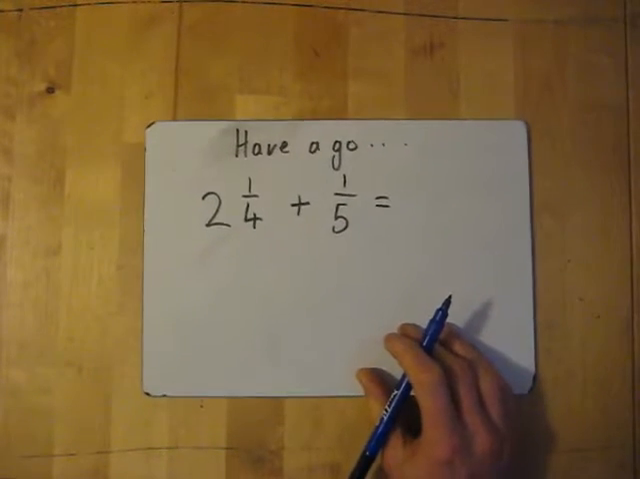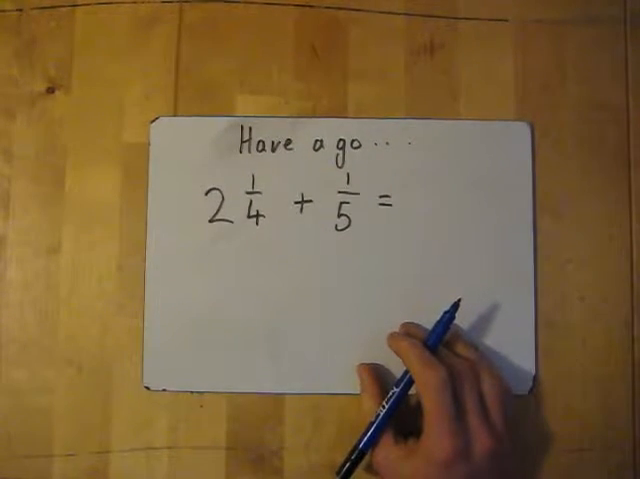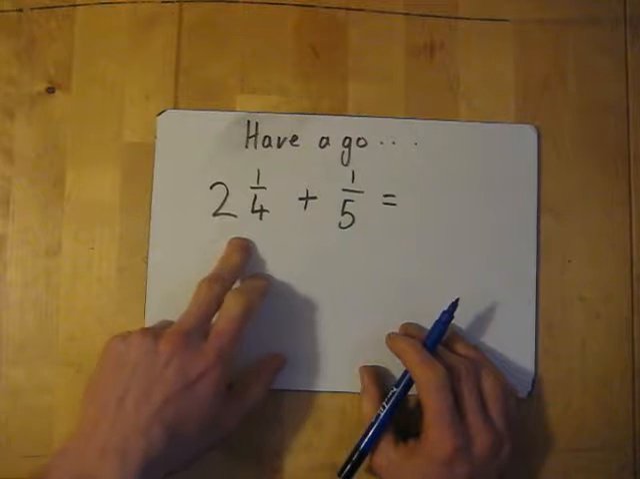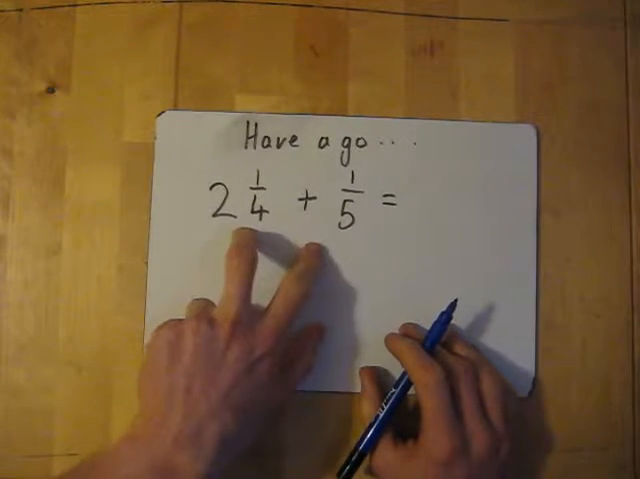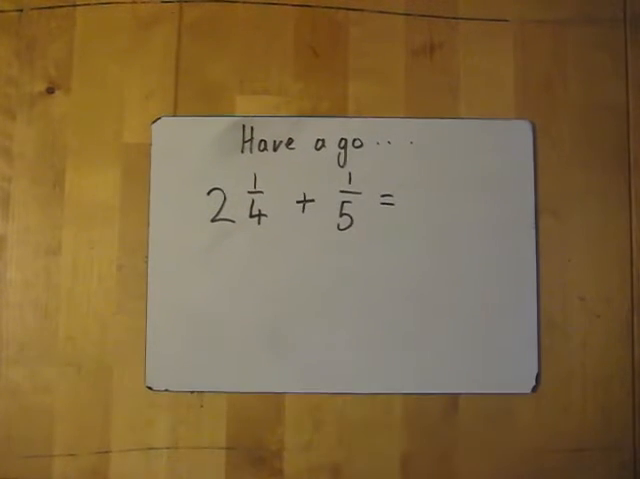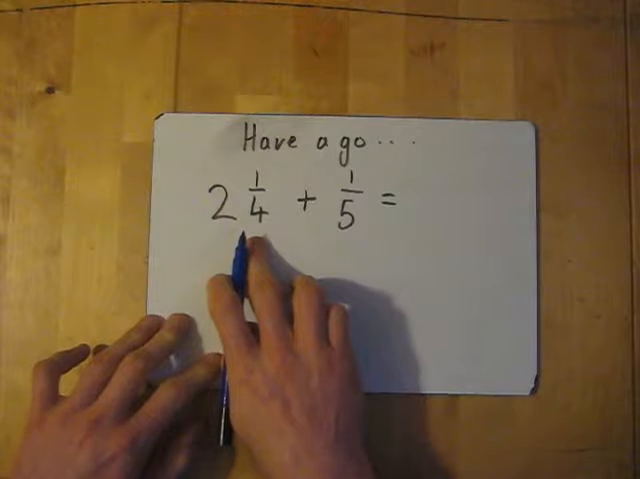So let's have a go yourself. So we've got 2 and 1/4 add a fifth. So remember, convert it to an improper fraction, find the common multiple, and then just add it. So if you want to have a go at it, I'll go through the answer in about 3 seconds. So pause this if you want. So 3, 2, 1.